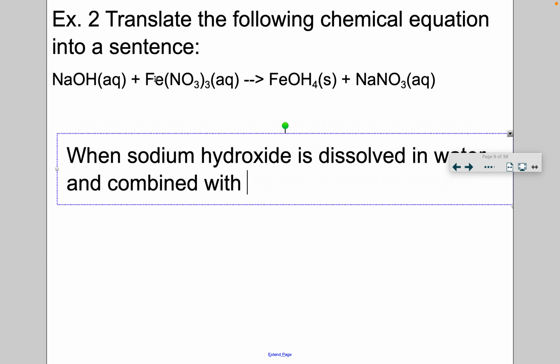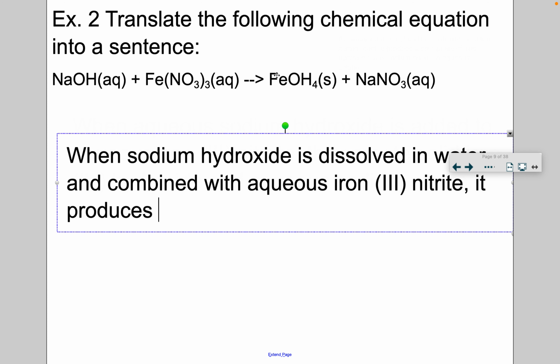with, what's this, iron and nitrates. Nitrate's got a, what, -1 charge? I have 3 of them, so this is an iron 3 nitrate. Iron, Roman numeral 3, nitrite? Nitrate? I think it's nitrate. Combined with, maybe I'm just going to say aqueous, iron 3 nitrate. It produces iron oxide, right? Iron oxide, solid iron oxide.